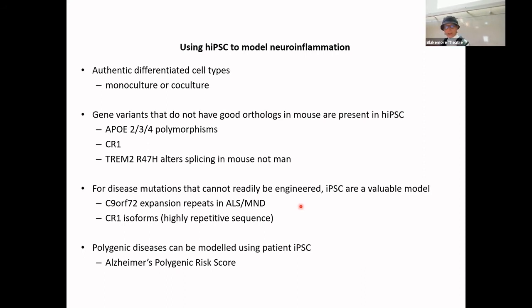We can also model polygenic diseases, which includes, of course, Alzheimer's, because it's not just ApoE, which is the only risk factor genetically, but there are many contributing genetic risks. We're compiling polygenic risk scores now that can help us to understand that better.